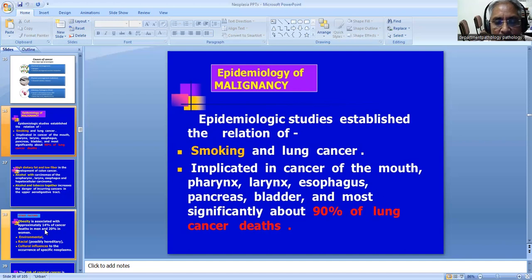And smoking is found not only in lung cancer, but it is more prone to be found in the development of cancer of the mouth, pharynx, larynx, esophagus, pancreas, bladder, and most significantly, about 90% of lung cancer deaths are found to be associated with a history of smoking.